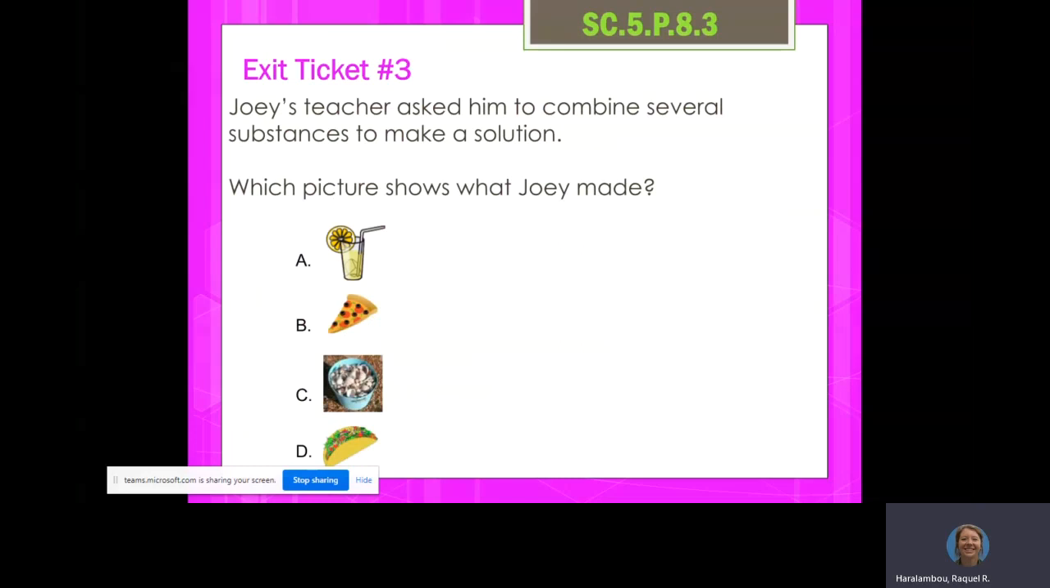So you should notice when they ask these type of questions, 3 of them are the same, 1 of them is different. Which one is different? Good, A. Yeah, A, definitely lemonade is a solution.